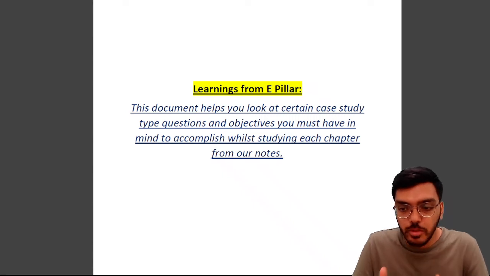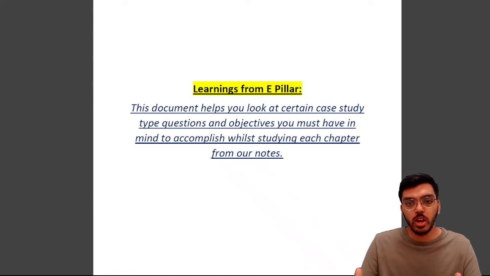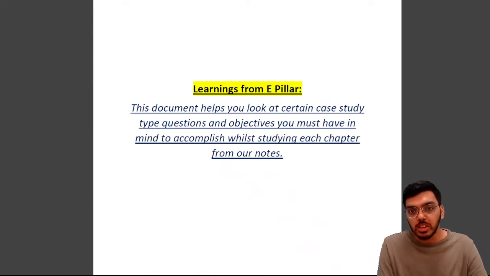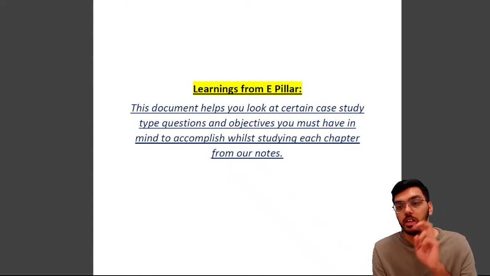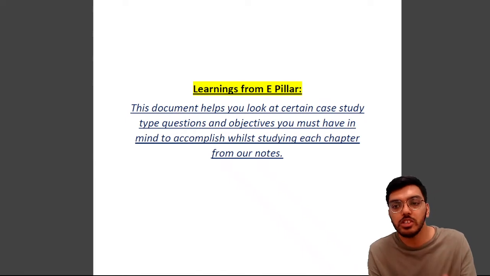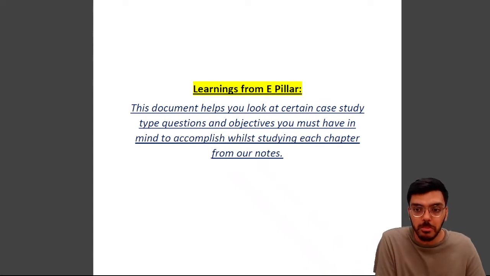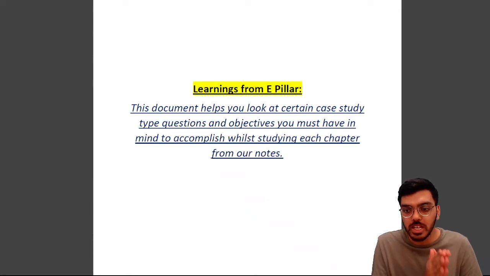A second set of documents that we have available is what we are calling the learnings documents, or the learnings pillars. Now remember that E3 is the most important pillar for your strategic case study exam. So we have created learnings from every chapter that you should be absorbing, taking in, and remembering from that specific chapter.